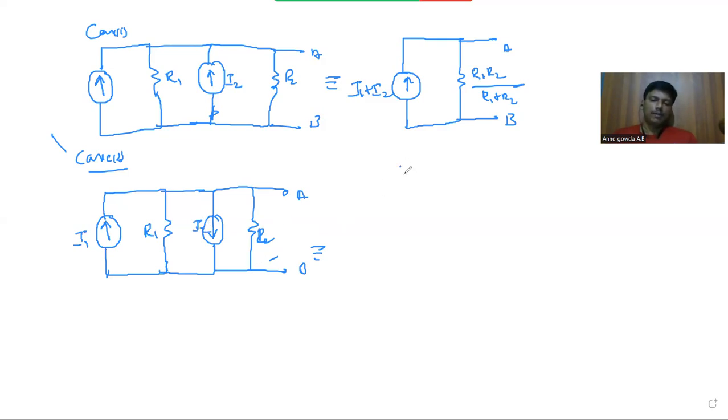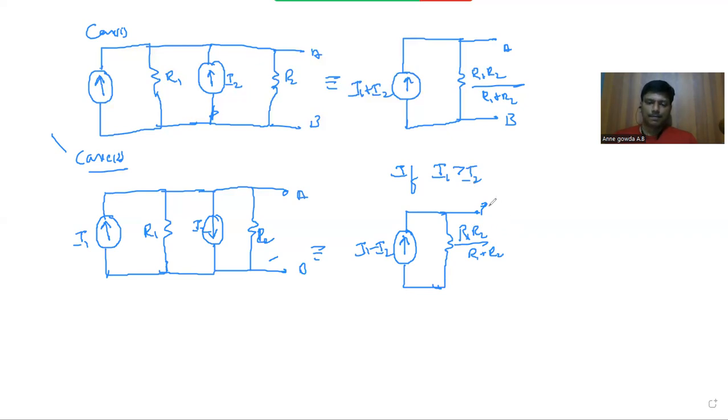And again, two cases will come here. If I1 is greater than I2, then you consider the direction of I1, as I1 is dominant here, which will be equal to I1 minus I2, and the equivalent resistance will be R1 R2 by R1 plus R2 across the same terminals A and B. And this is for I1 greater than I2.